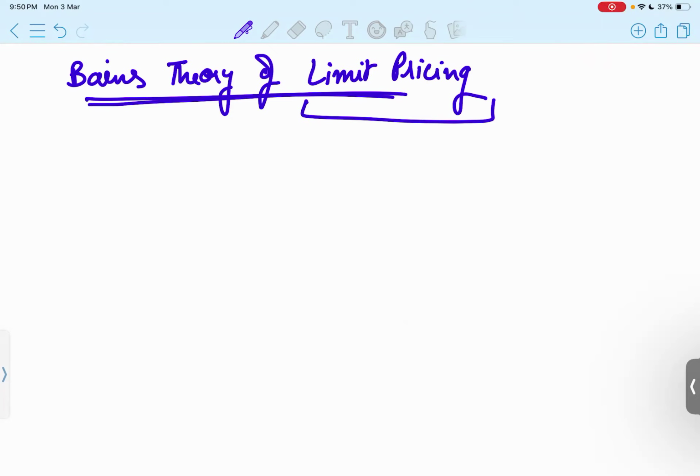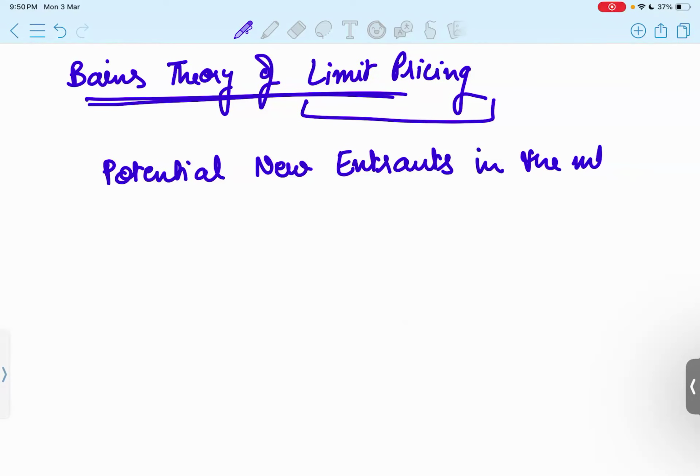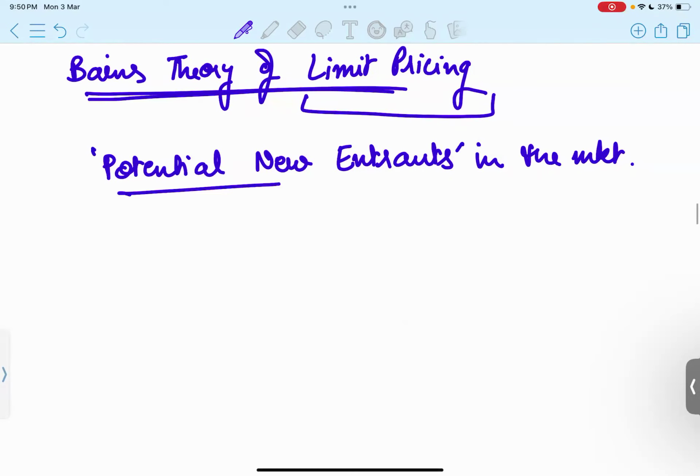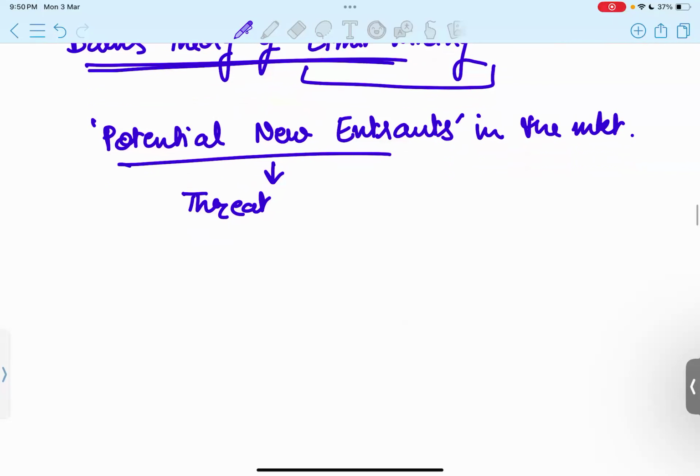The idea which Bain stated is that the pricing decided by the firm in the market is also determined by one of the factors which has so far been ignored by all the theories that we have understood, which is that the price would also be decided by the potential new entrants in the market, because it is stated that they act as a threat for the already existing firms in the market.